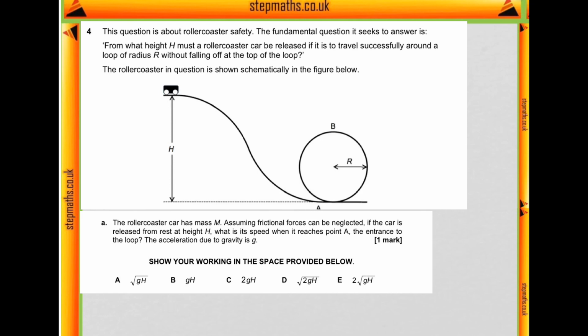So in the first part, we need to find the velocity of the trail at point A. This is just a simple question about conservation of energy. So the initial energy is mgH, and that must be equal to half mv squared at A. So v is equal to the square root of 2gH. Therefore, the answer is D. Move on to the next part.